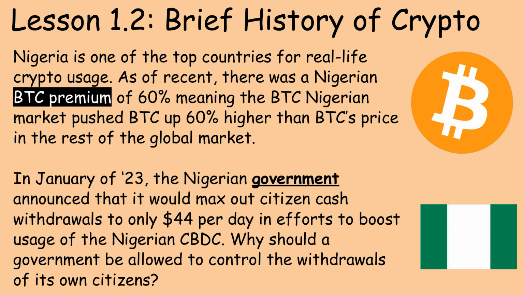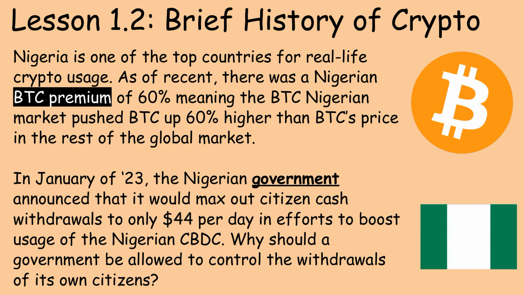So, Nigeria is one of the top countries for real-life crypto usage, and as of recently, there was a Nigerian Bitcoin premium of 60%, meaning that the Nigerian market pushed Bitcoin up 60% higher than Bitcoin's price in the rest of the global markets. The reason is that in January 2023, the Nigerian government announced that it would max out citizen cash withdrawals at only $44 per day in their country's currency, the Naira, in efforts to boost usage of the Nigerian CBDC, which is a central bank digital currency. And we're going to get to that later on in this video.